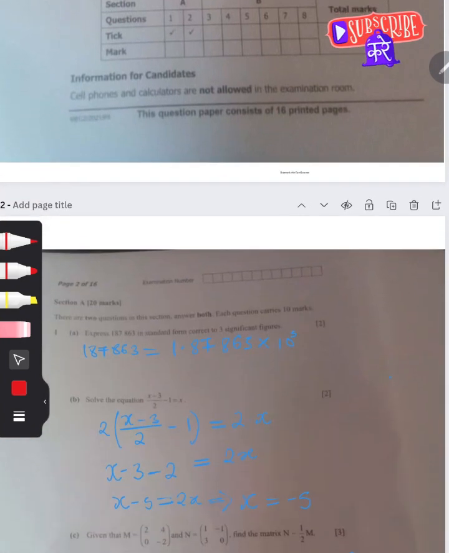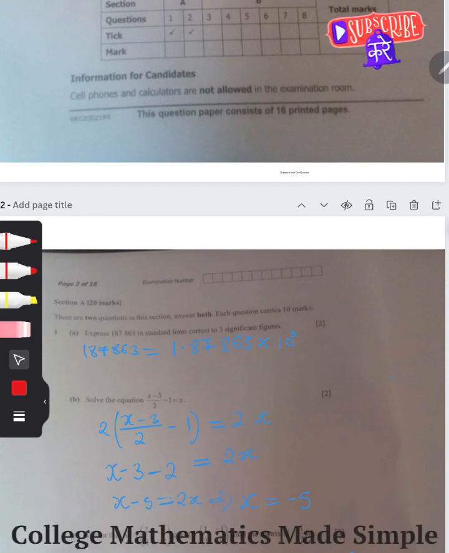All right. Now, the first question says, express 187863 in standard form correct to 3 significant figures. First of all, the first step is to write this number in standard form. Standard form is a number, point, something. So first, we write 1 point and write all the numbers, then multiply by 10 to the power. We count the number of digits at the end: 1, 2, 3, 4, 5. That is multiplied by 10 to the power 5.